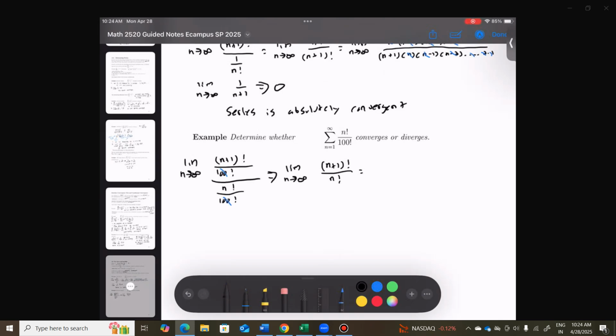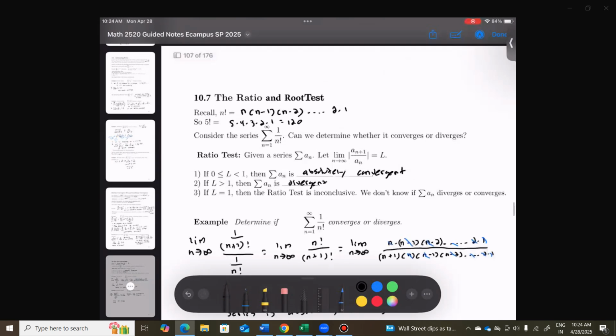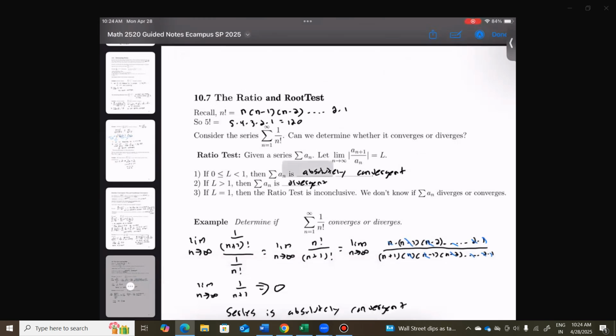And so we have the limit as n goes to infinity of n plus 1 times n minus 1 dot dot dot, and the bottom will be n times n minus 1 dot dot dot. And so all the terms but n plus 1 cancel out. So we have the limit as n goes to infinity of n plus 1, and that's going to go to infinity. And so we go back up here. If L is greater than 1, then it is divergent. Infinity is going to be greater than 1. So this series is divergent.